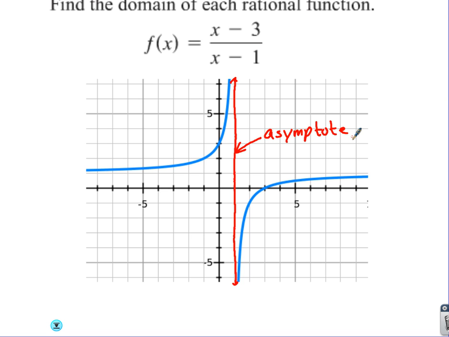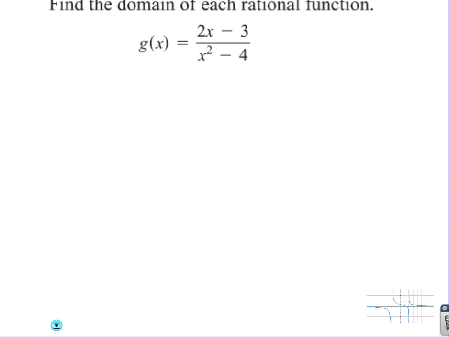Your graph, as it approaches an asymptote line, is going to get closer and closer and closer, but it's never going to actually cross or touch that asymptote line. So that's the first thing we're going to find: we're going to start looking for asymptote lines. And I'm going to teach you how you can look at a function and tell if there is going to be an asymptote line there. Here we go.